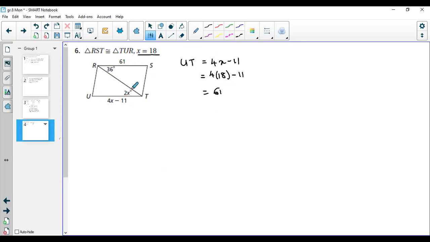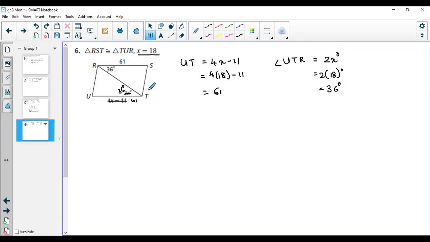Okay. Now let me move to 2x degrees. Now this is an angle. You can see this degree sign, which means it's an angle. So I have to name the angle. Let me name it as UTR. Angle UTR is 2x degrees, which means 2 multiplied by 18, that is 36 degrees. So I found this to be 36 degrees. I found this to be 61. So I can use the properties now, right?